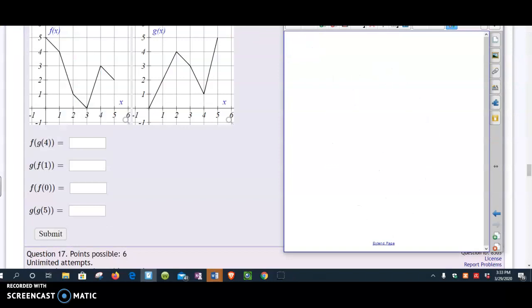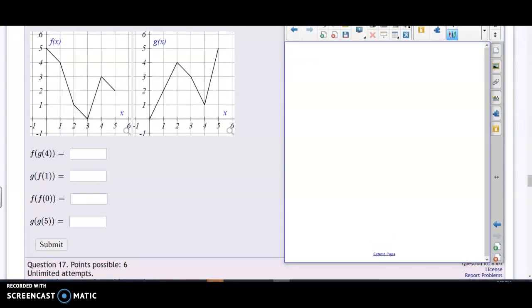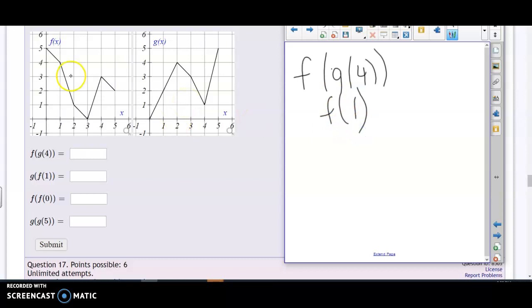So here we're using the graph, and we have compositions of functions. So it looks like ones we've done before, but this one involves a composition, not an operation. So that means we don't get two separate answers and put them together. We get one answer and put it into the other. So g of 4 is on the right-hand graph. g of 4 is going to equal 1. So we take f of 1, so we have to use the left-hand graph. f of 1 is going to equal 4. So this top one equals 4.